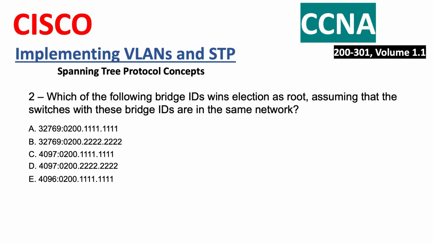Question 2. Which of the following bridge IDs wins election as root, assuming that the switches with these bridge IDs are in the same network? A. 32769:0200.1111.1111. B. 32769:0200.2222.2222. C. 4097.0200.1111.1111. D. 4097.0200.2222.2222. E. 4096.0200.1111.1111.